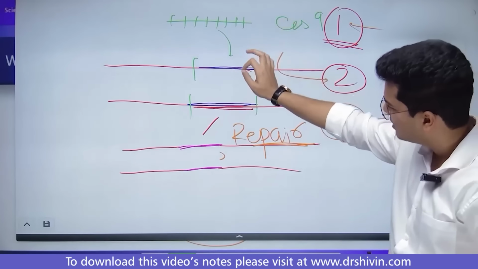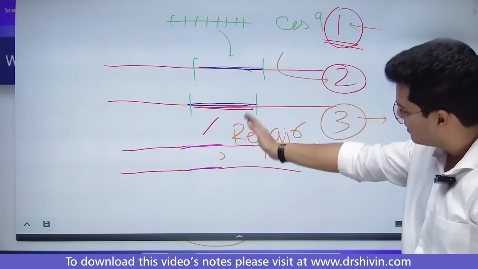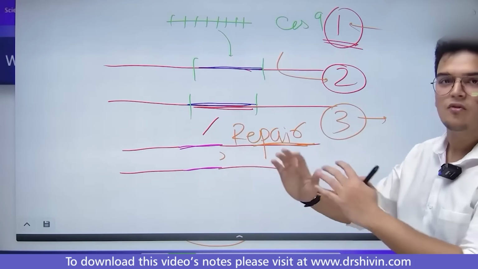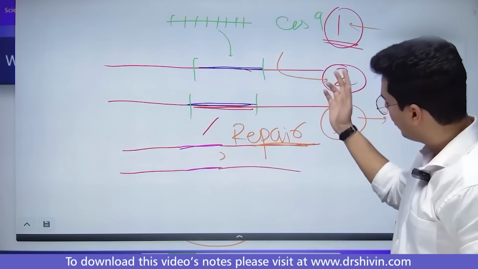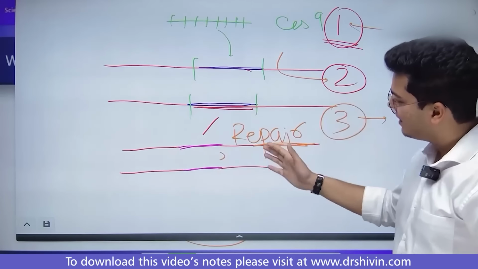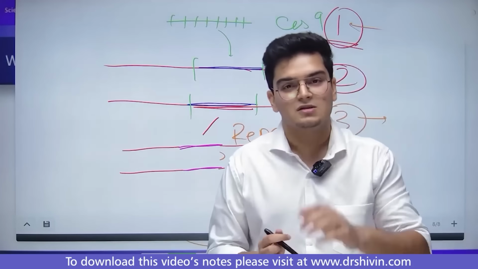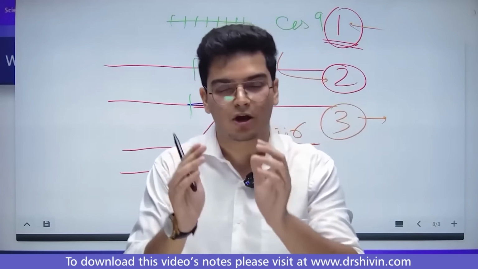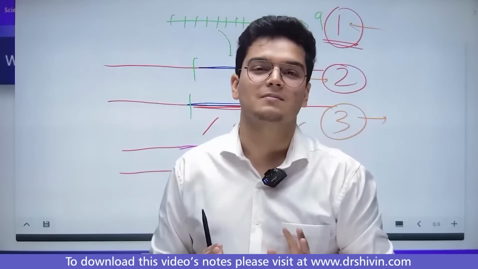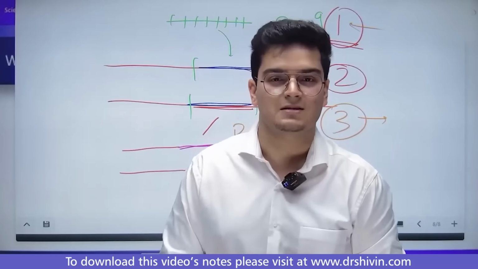CRISPR's job is to identify. Cas' job is to cut. After the cut, one, I can allow for natural repair. Two, I can allow for a repair template. Three, I can allow that a foreign gene is introduced. So what is this? CRISPR-Cas9 is basically a molecular cut and paste mechanism.